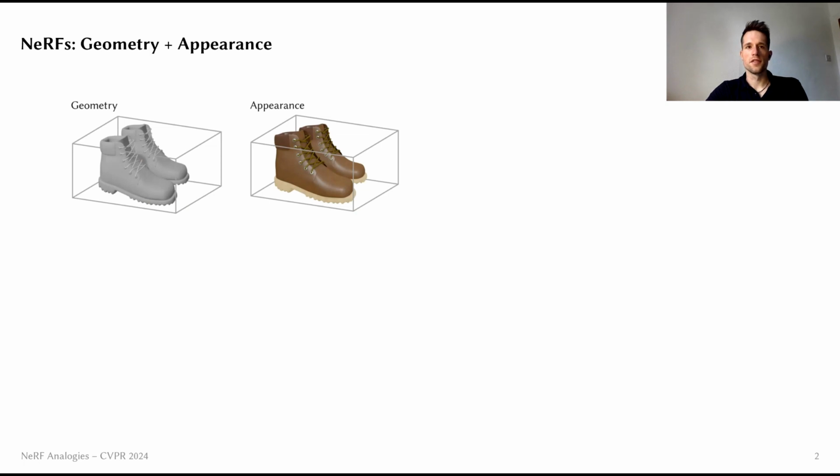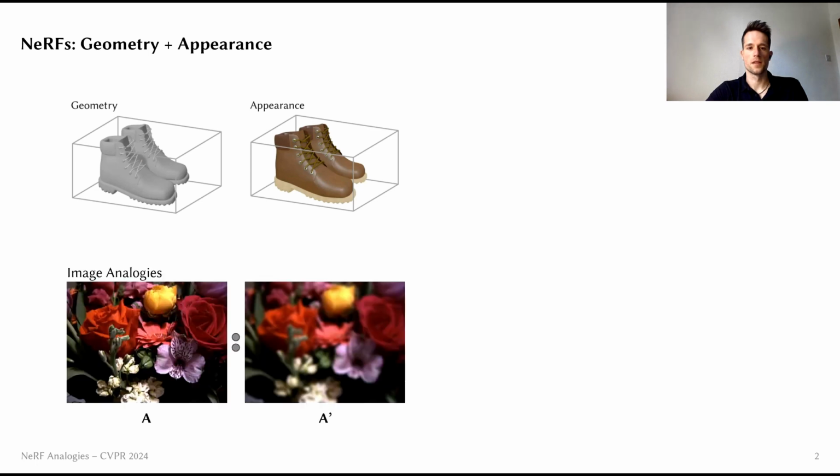A neural radiance field, or NeRF, jointly encodes the geometry and the appearance of a 3D scene. Together, these two quantities make up the scene, but NeRF-type methods are very hard to edit due to the implicit representation. We here ask the question: how can we transfer this appearance onto a new target geometry?